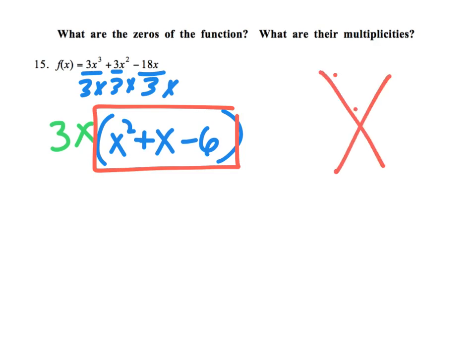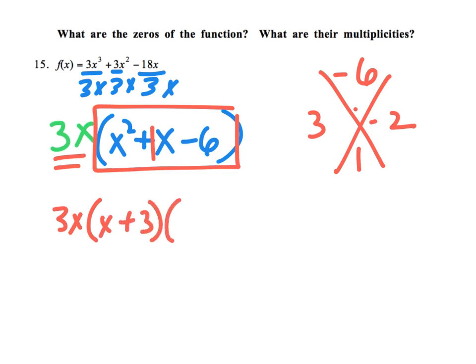We're looking for something that multiplies to negative 6 and adds to 1, because that's my number here. My two factors are going to be 3 and negative 2. This guy is still part of my answer, so I still have 3x. And then I have x plus 3, and I have x minus 2, and we're going to set it equal to 0.